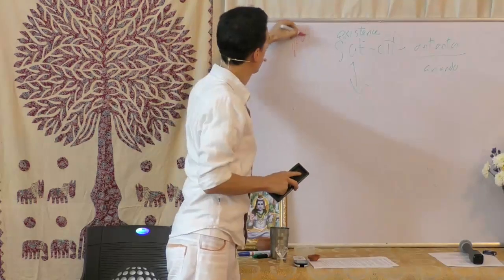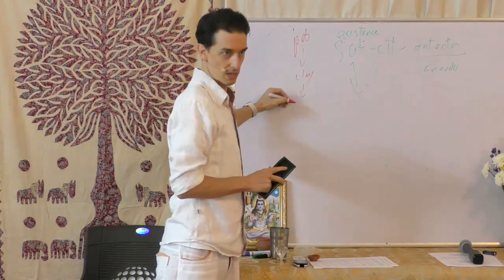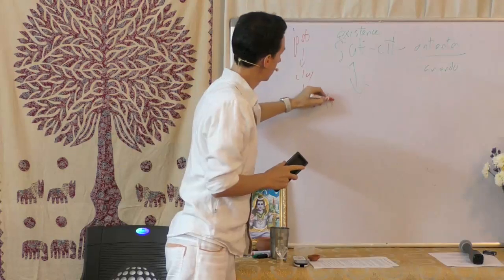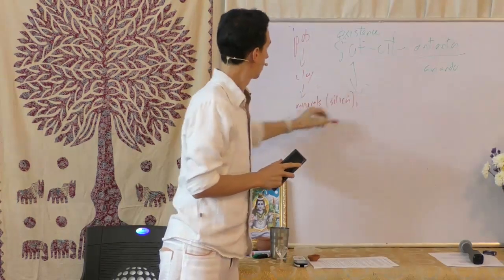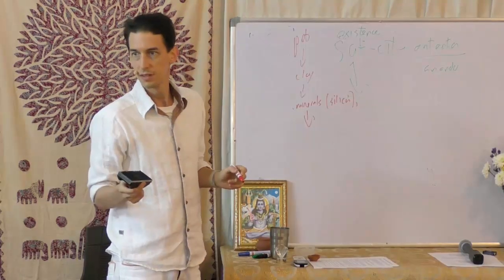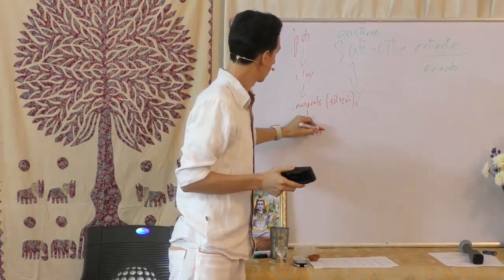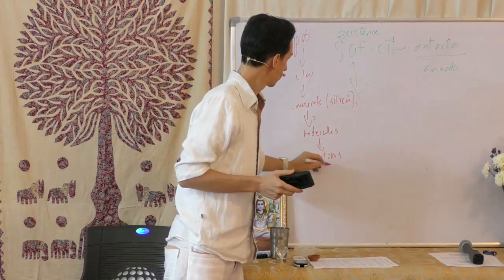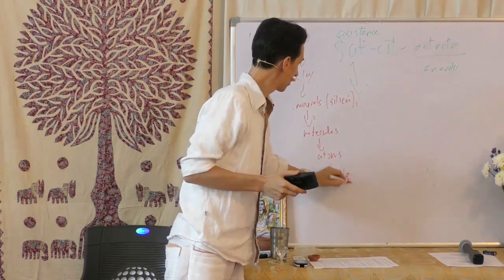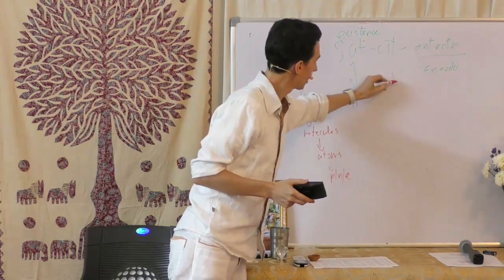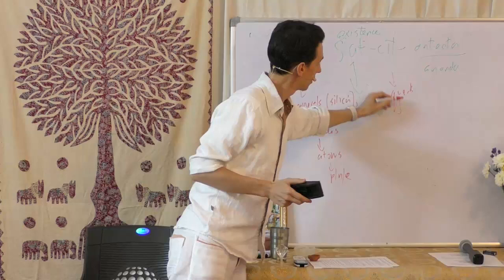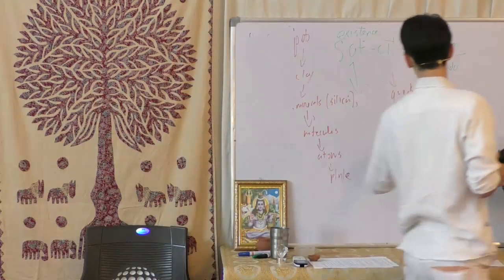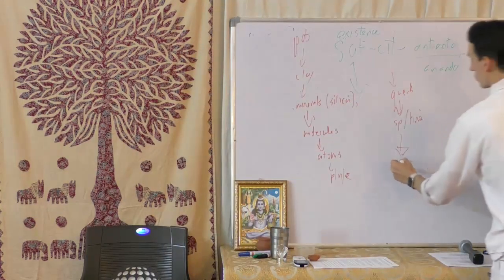We take a pot, then we take clay, then minerals, more like silica. Then we keep going. Molecules, thank you. Molecules, keep going. Atoms, and then we'll say proton, neutron, electron, and then we'll go further down to quark, and then space and time, and then we'll go even further into five elements.